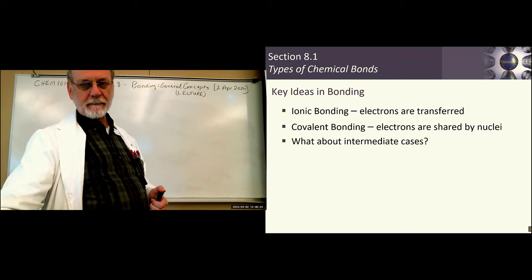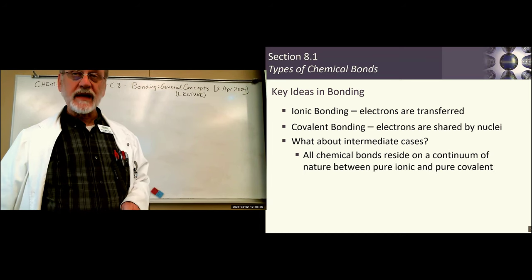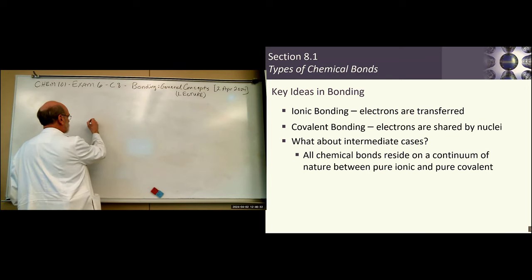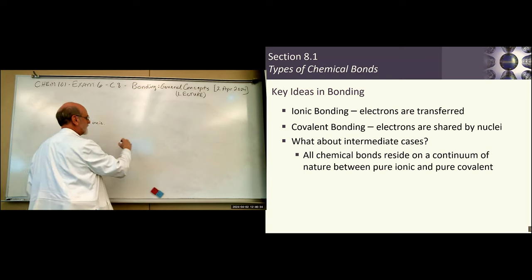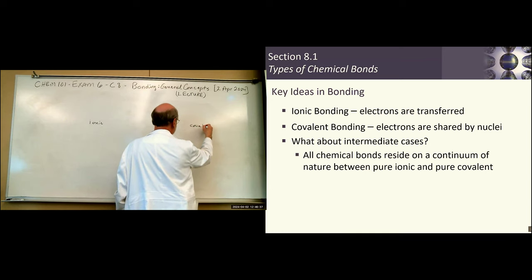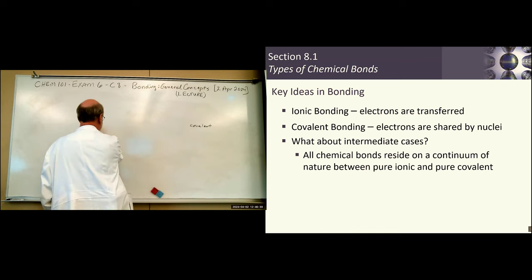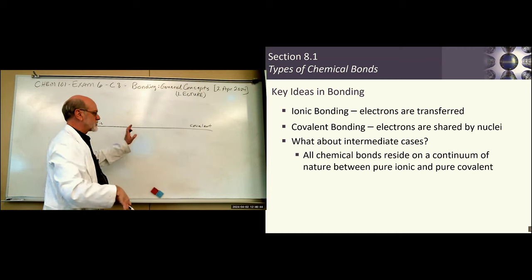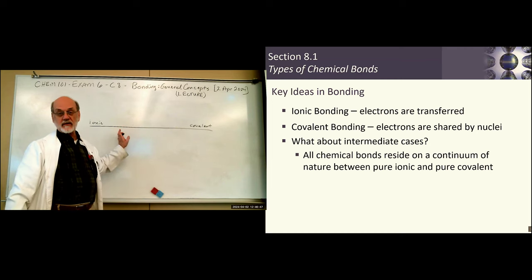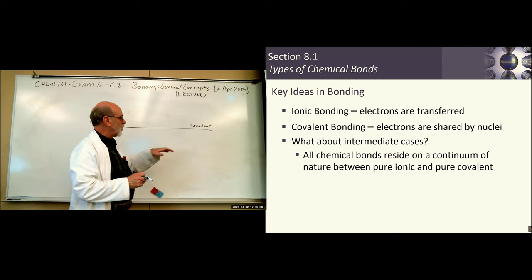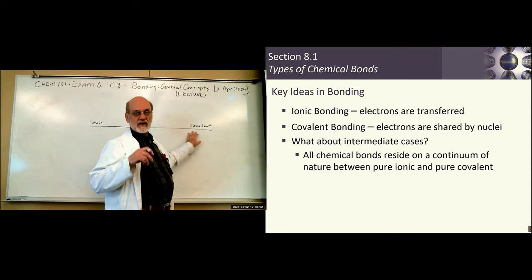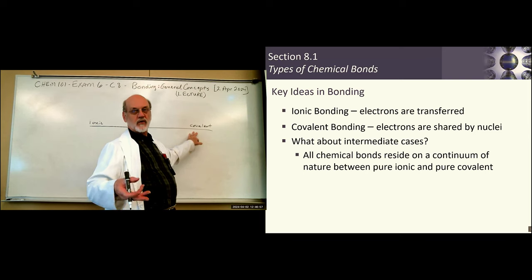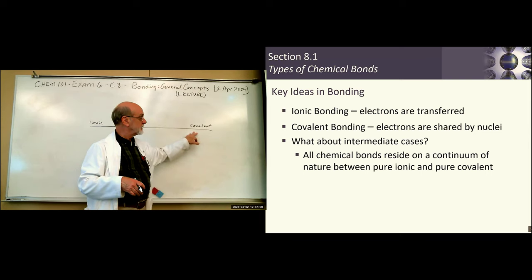And there are intermediate cases. I may have said this before, but you've got purely ionic bonding and purely covalent bonding. And most bonds, not all, but most, are on a continuum between them. They have a certain percentage covalent character and a certain percentage ionic character. The only time you'll have a purely covalent bond is when both atoms are exactly the same element, like dioxygen, dinitrogen, dichlorine, difluorine, all the diatomic elements.